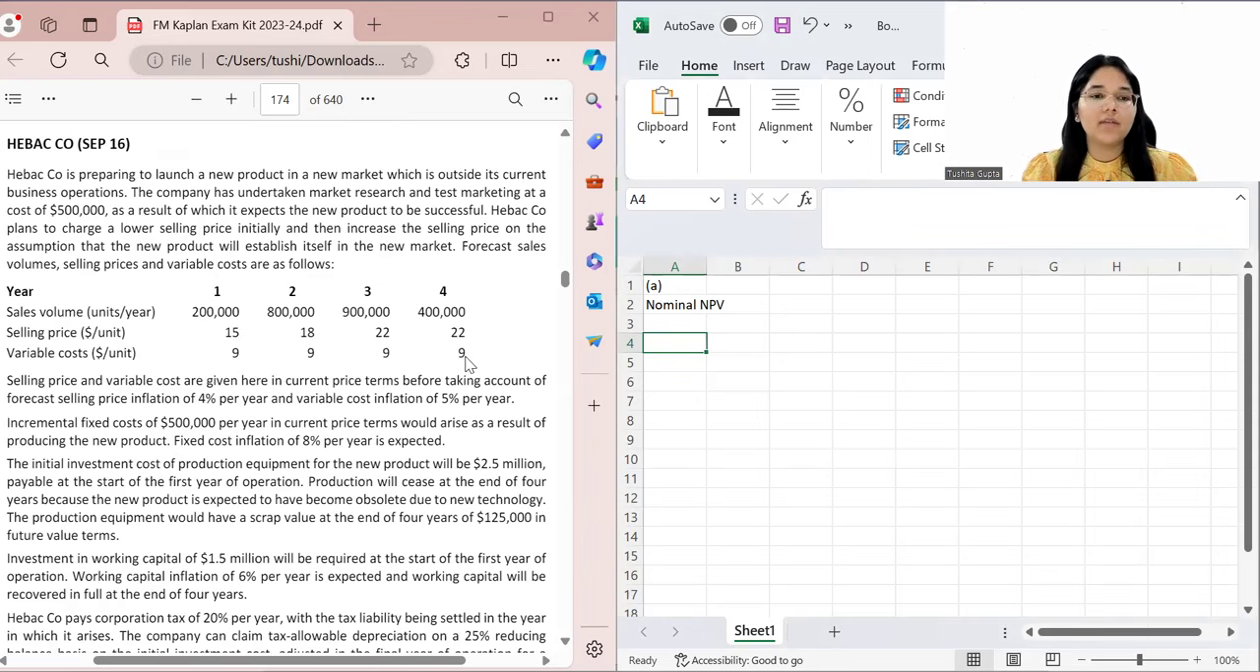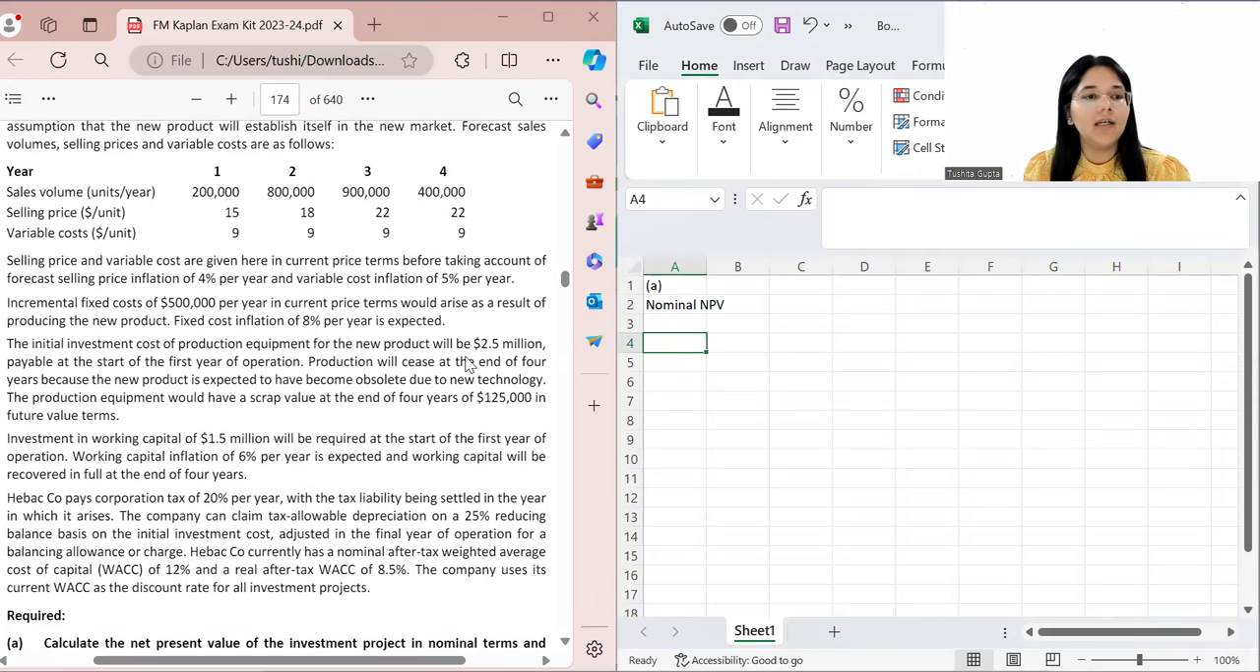Selling price and variable cost are given in current price terms before taking into account a forecast selling price inflation of 4% per year and variable cost inflation of 5% per year. The incremental fixed costs of $500,000 per year in current price terms will arise as a result of launching the new product, and fixed cost inflation is also there. The initial investment cost of production equipment for the new product will be $2.5 million, payable at the start of the first year of operation.